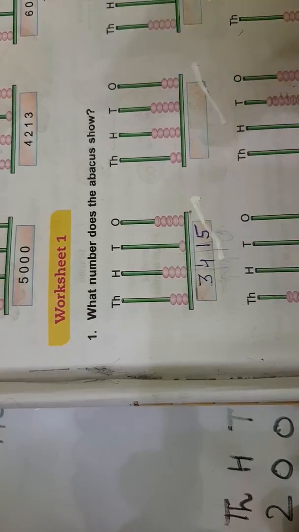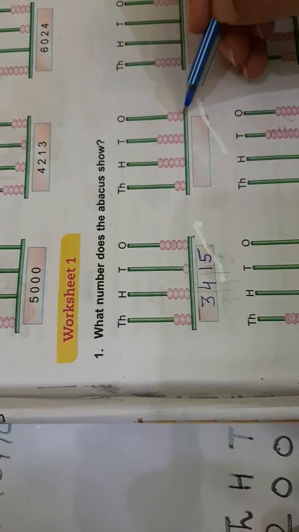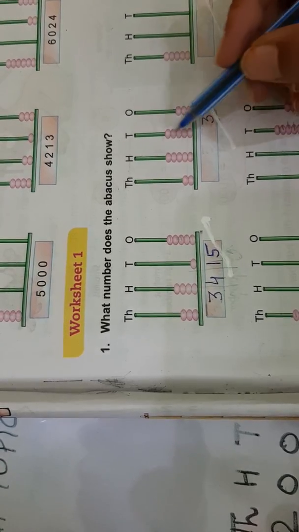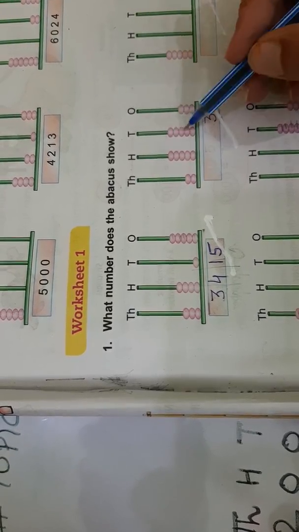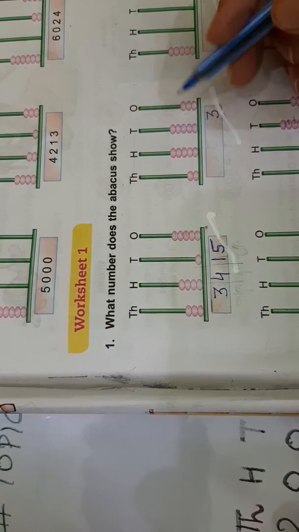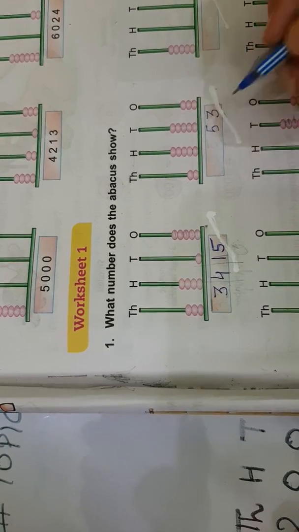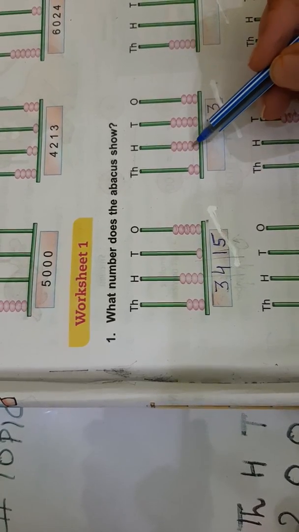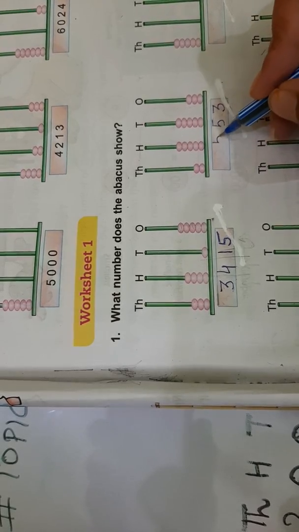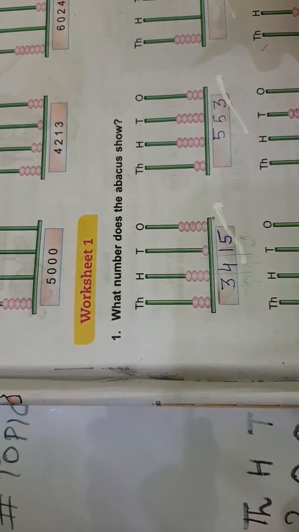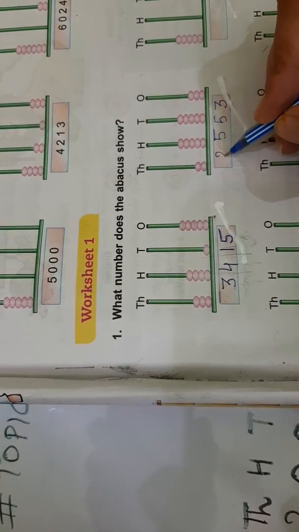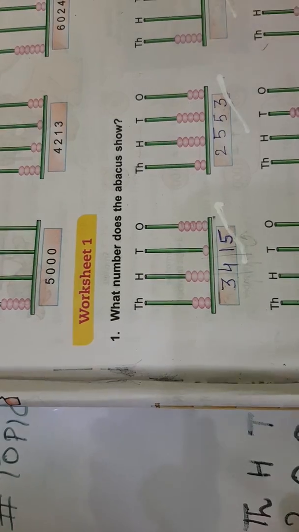But now coming on to the second part, there are 1, 2 and 3 beads, so I'm going to write 3 over here. In the second spike of tens place, 1, 2, 3, 4 and 5, 5 beads are there, so I'm going to write 5 over here. And here 1, 2, 3, 4, 5, again 5 are in the hundreds place, so I'm going to write 5 over here. And in the thousands place there are 2 beads, so I'm going to write 2 over here, right?